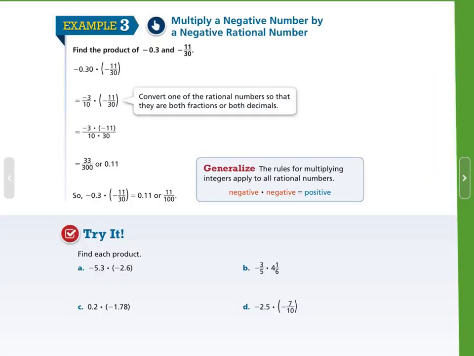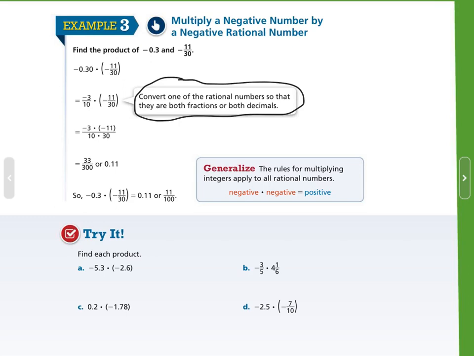In example 3, they show us a multiplication that includes both a decimal and a fraction. The key idea here is that you're going to have to convert one of those rational numbers so that they are either both fractions or both decimals. You'll have to decide based on your numbers which is easier for you to compute.